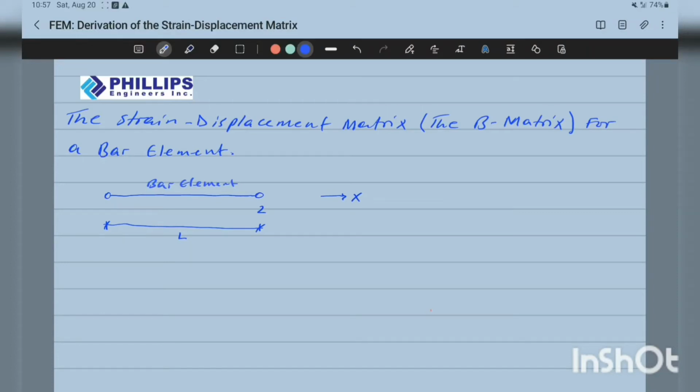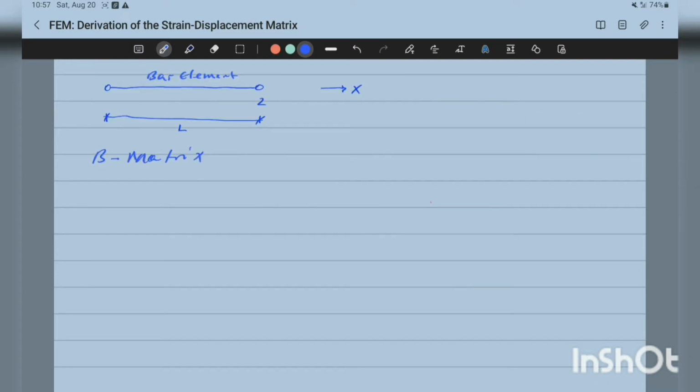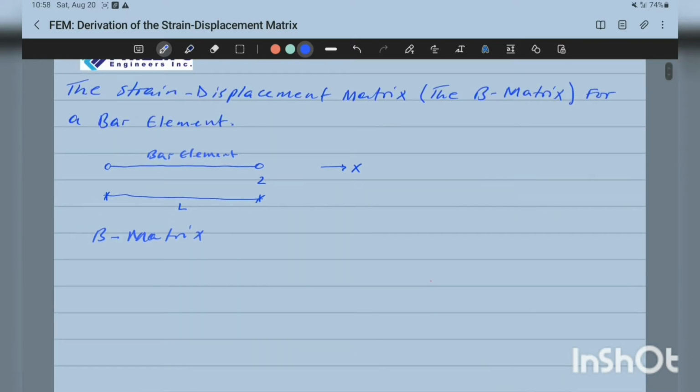In this video, I'm going to talk about the strain-displacement matrix, also known as the B matrix for a bar element. In the previous video, I derived the equation for the stiffness matrix for a bar element, and we had a quantity which I said I will discuss in the next video, which is the B matrix, also known as the strain-displacement matrix.